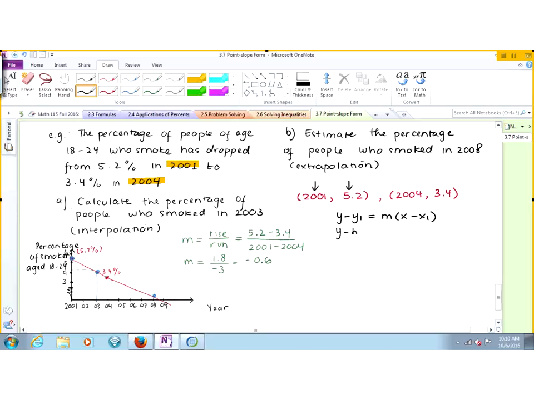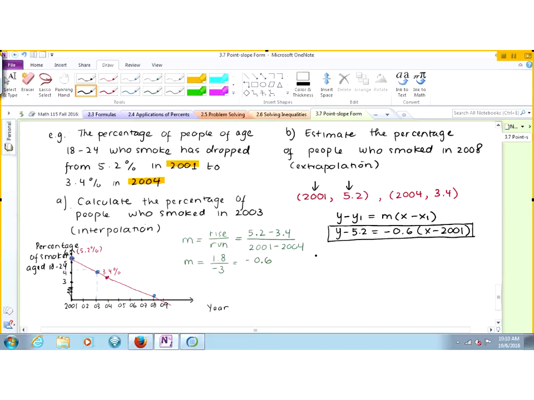So you decide to use the first one. Y minus 5.2 is equal to negative 0.6 times x minus 2001. Right? Okay. So we could solve for y, or we could leave it the way it is like this. So do you want to leave the way it is like this? Yeah, just leave it the way like this. Because it's easier.